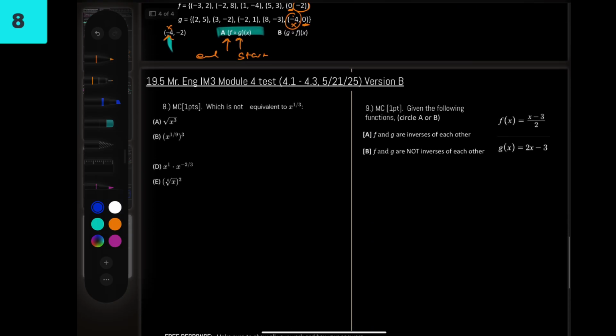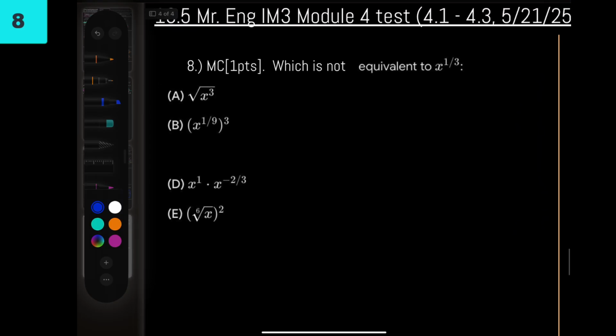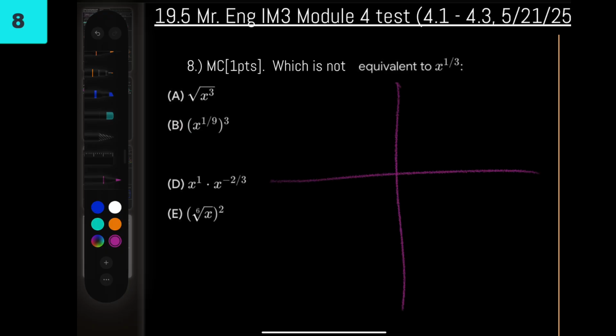Let's go to the back side. Okay, which one is not equivalent to x to the 1/3? Okay, so let's try A.